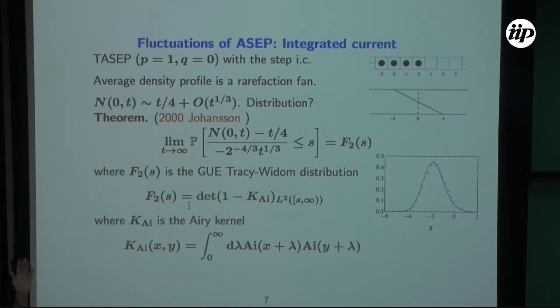Right. So now we consider the integrated current at the origin, right? As I said, macroscopically this would behave like t/4, and we subtract it, and the scale is expected to be t to the 1/3, and we put some coefficient. So this is a scaled version of the integrated current at the origin for this particular initial condition. And then we consider the large t limit of the cumulative distribution function of this scaled integrated current. And then it could be shown that in this limit, this goes to some non-trivial distribution function denoted by F2 of s. This turned out to be the so-called GUE Tracy-Widom distribution, which can be defined in this way as a Fredholm determinant with the Airy kernel given by this. And one can check that the simulations and this theoretical curve match very well.